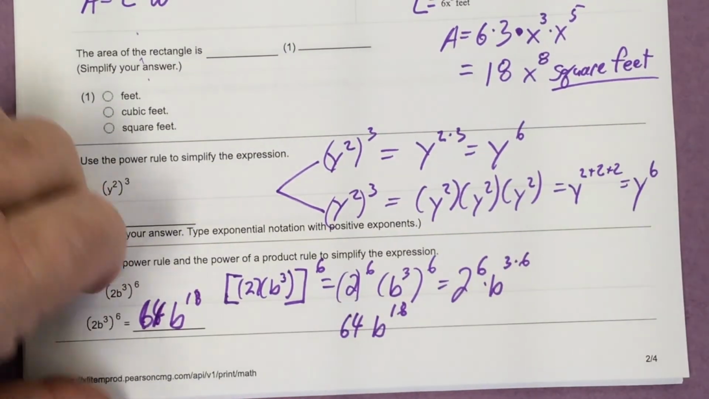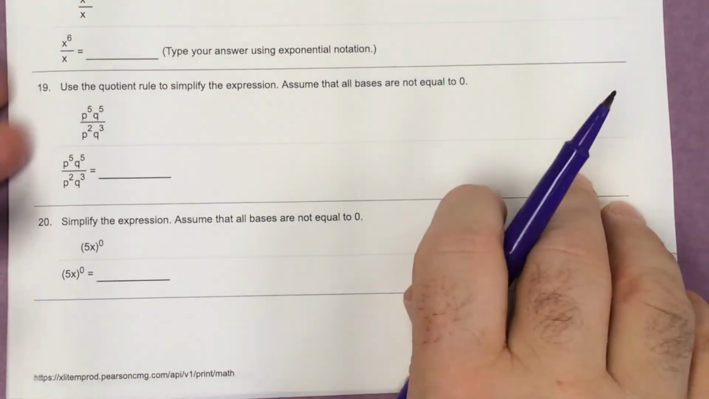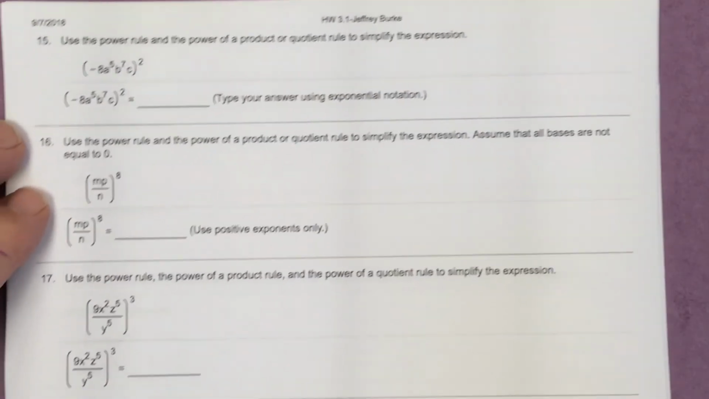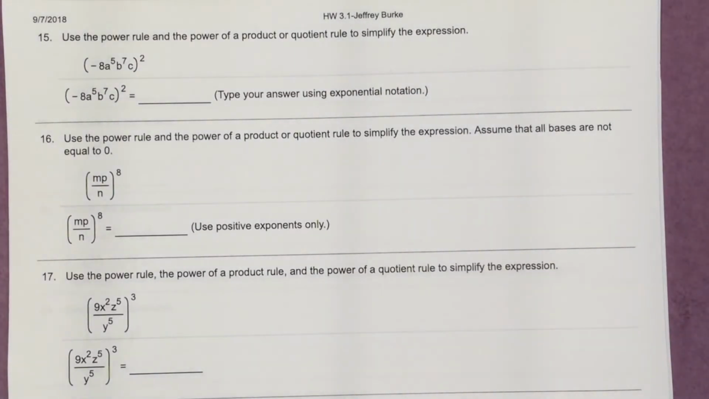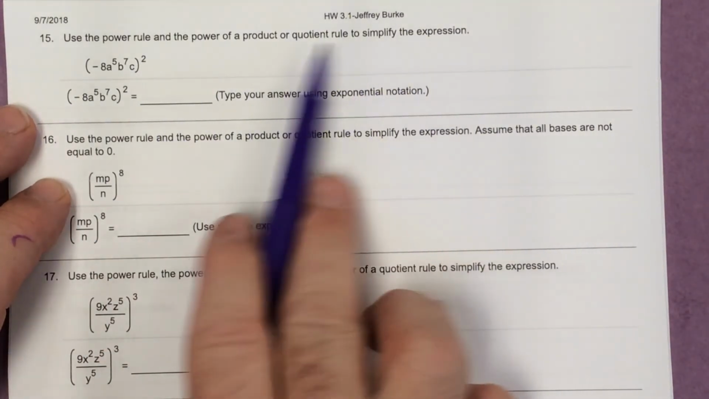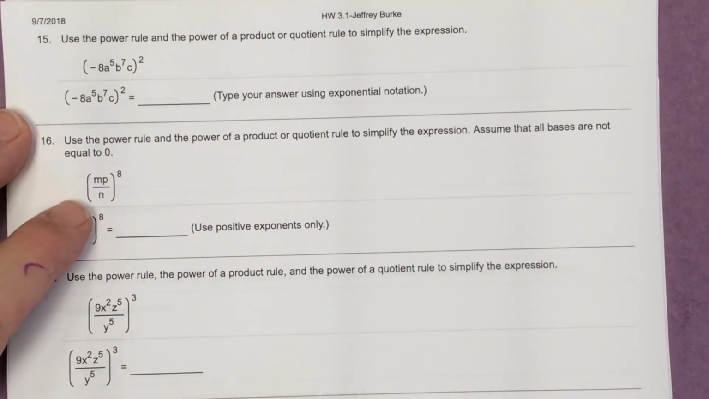All right, let's go ahead and take a look at some more problems from this section. You'll see that this section contains more homework just because there's so many little rules that you need to acquaint yourself with and become comfortable with. So it says use the power rule and the power of a product or quotient rule to simplify the expression. Okay, so we're getting into some of these other properties now.